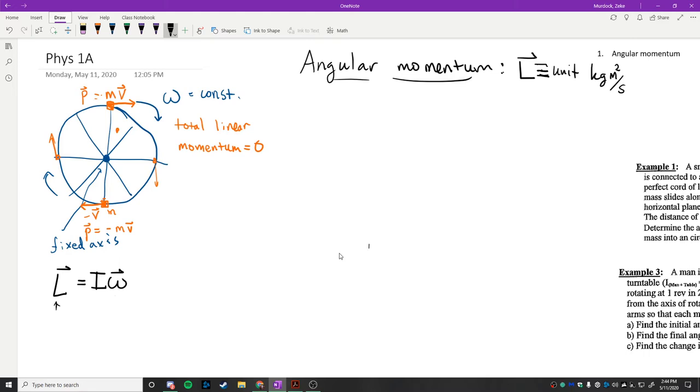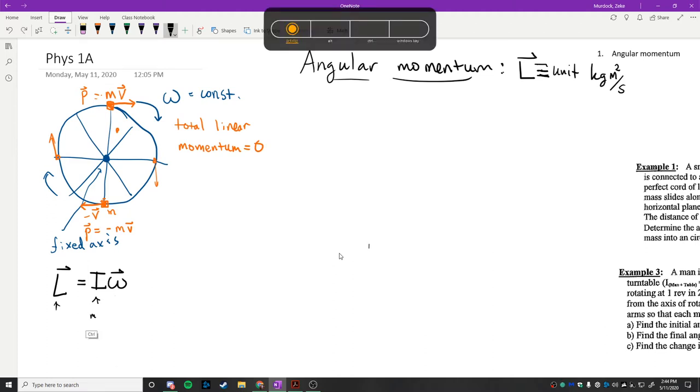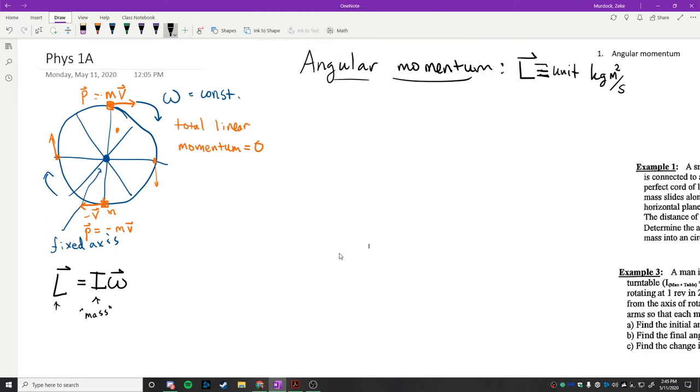Right, exactly, so this is like the mass, right? It's similar to mass. That was kind of bad. This is kind of similar to mass. And this is like, you know, speed.